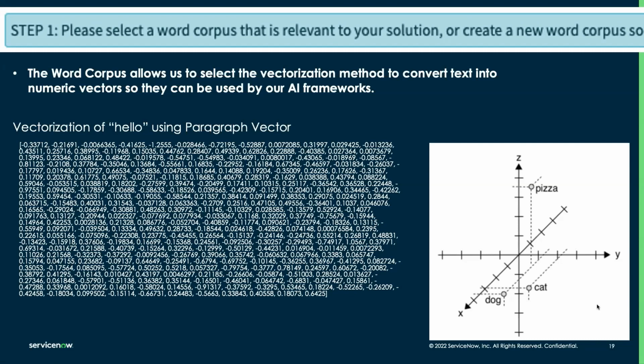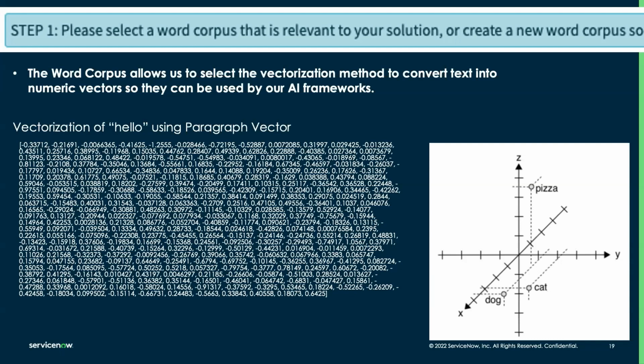So things like distance. If I were to vectorize dog and cat, I could run mathematical operations and see that these are very closely related. And so this is why we're converting, and what the word corpus is doing. It's turning all our text into numeric vectors so that we can do this comparison. So we can compare dog and cat, and we know that pizza is far away from dog and cat, so it's not related.